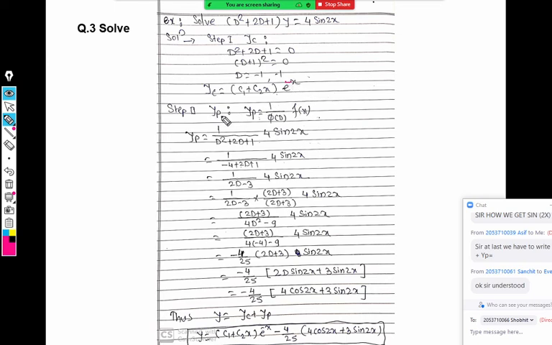Next, getting yp, which is 1 upon phi d of fx. In this case, phi d is d square plus 2d plus 1, of 4 sine 2x. The method says we should replace d square by minus 4 because it is sine ax plus b. We compare it with sine ax plus b. So we replace d square by minus a square, in this case d square by minus 4. So when we replace d square by minus 4 plus 2d plus 1, we get a linear term in the denominator. This is case number 3.